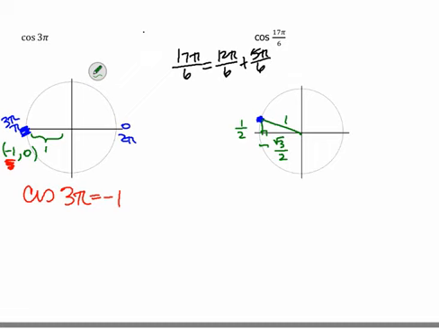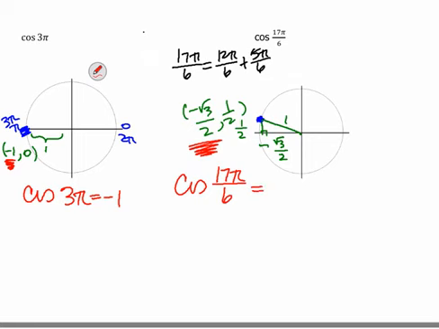And if you feel like it, if you like doing this, you can write down the coordinates. So that's negative root 3 over 2 and 1 half. I'm having trouble with the pens over here, so my handwriting is looking a little rough. Okay, but I know that cosine is the x-coordinate, and so cosine of 17 pi over 6 is the same as cosine of 5 pi over 6, which is negative root 3 over 2. It's also this horizontal component.